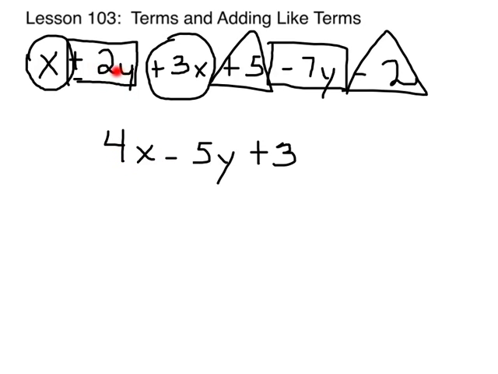Alright, here we have 2y, and here we have a negative 7y. Again, it's just one y, not a y squared. That would make it a different term. And these two can be added, and when we add them, we'll find that negative 7 plus 2 is negative 5. And then here we have positive 3 minus 2.